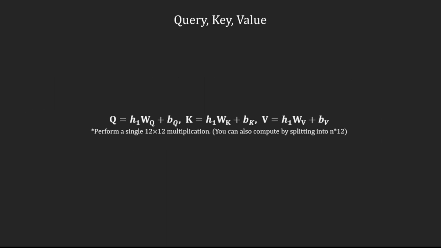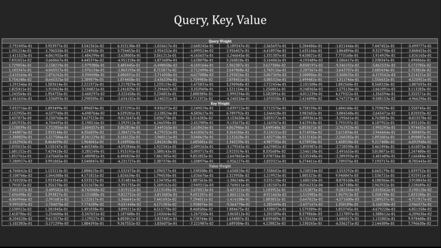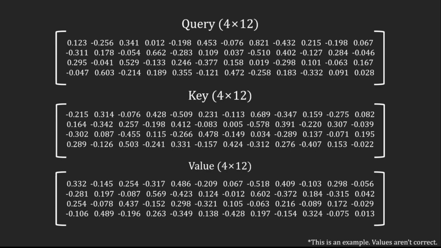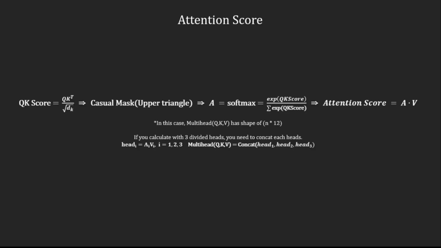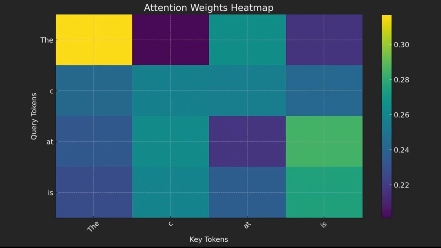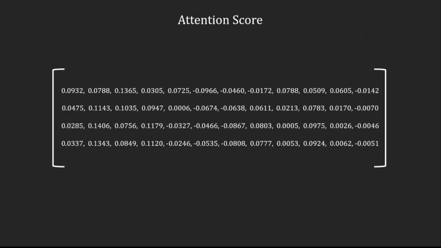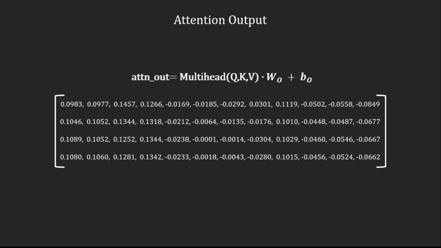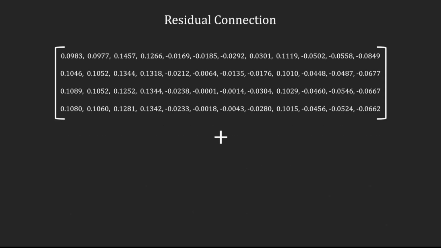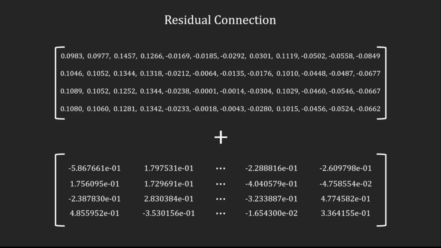Next, compute the query, key, and value matrices. Since the math can be a bit complex, I've pre-calculated the results to 3 decimal places for this example. After getting Q, K, and V, compute the attention scores by multiplying Q and K transposed. This gives you what's called the QK score. You can visualize this with a heat map to see which token the model is attending to. Then, multiply the attention scores with the V values and compute the final attention output. Add the original input X to this result.